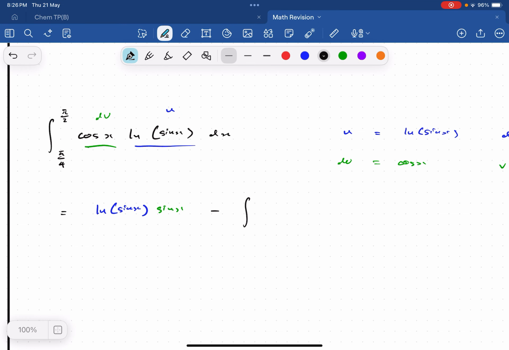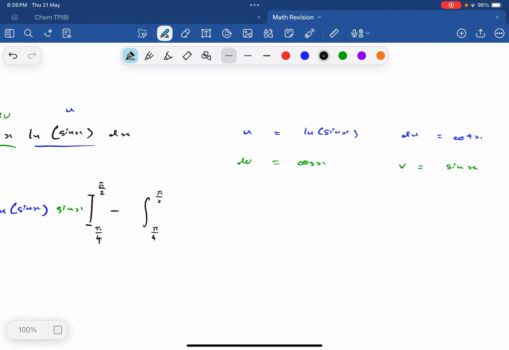But because this is a definite integral, in front of this thing, okay, I'm going to already insert my square bracket, and then insert my bounds. So remember how to do definite integration. And then in this integral, because it's a definite integral, I'm still going to write my bounds. Okay, so please don't make the mistake of randomly having your bounds disappear.